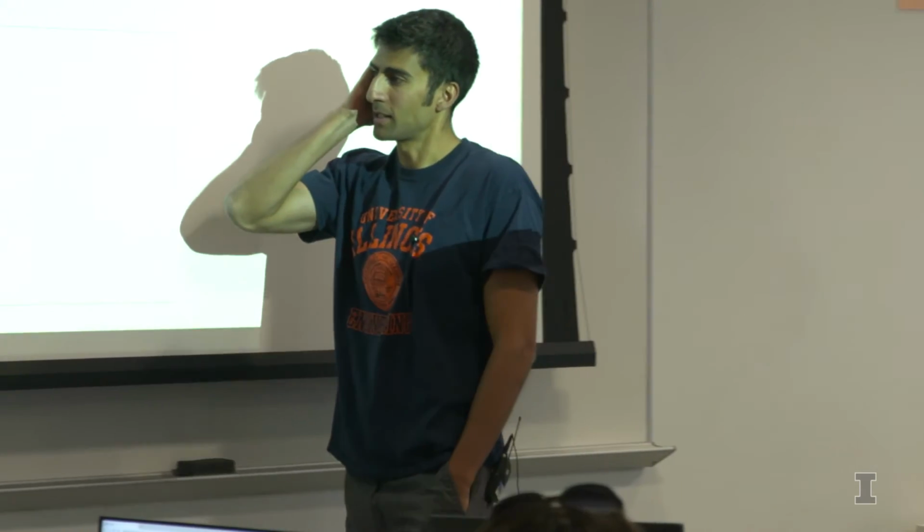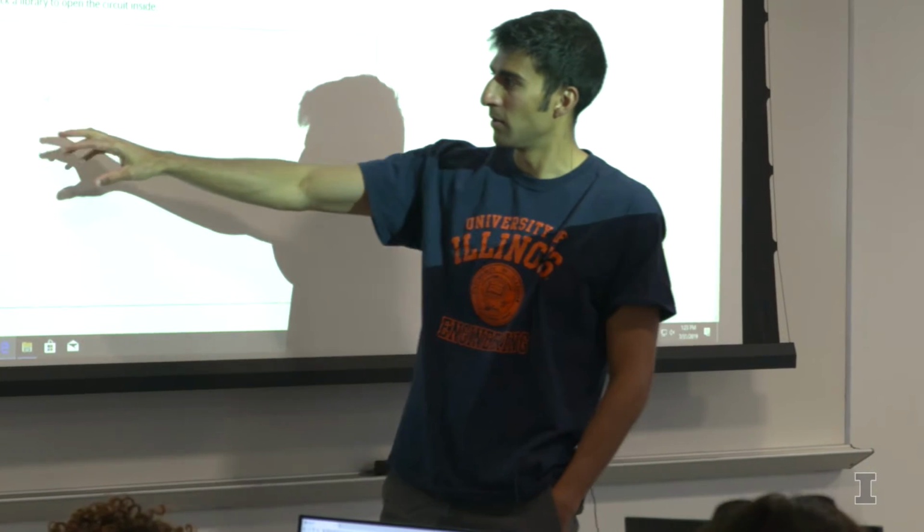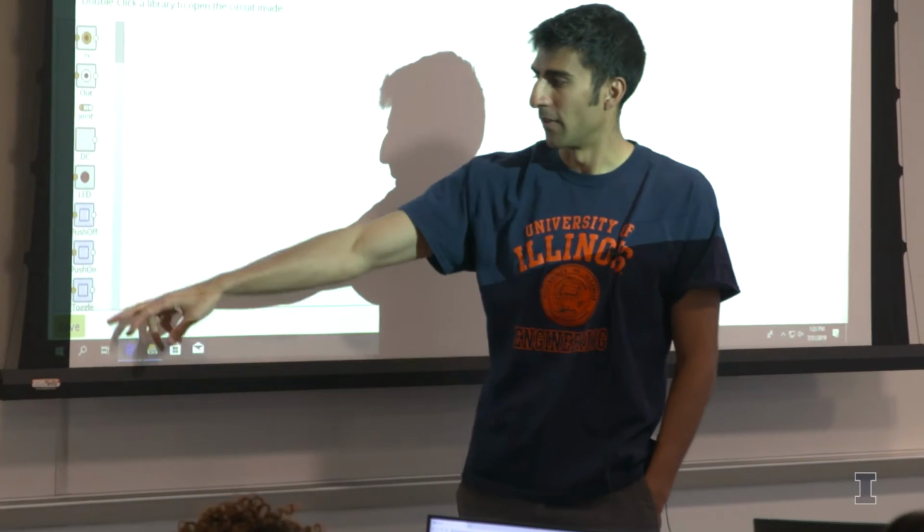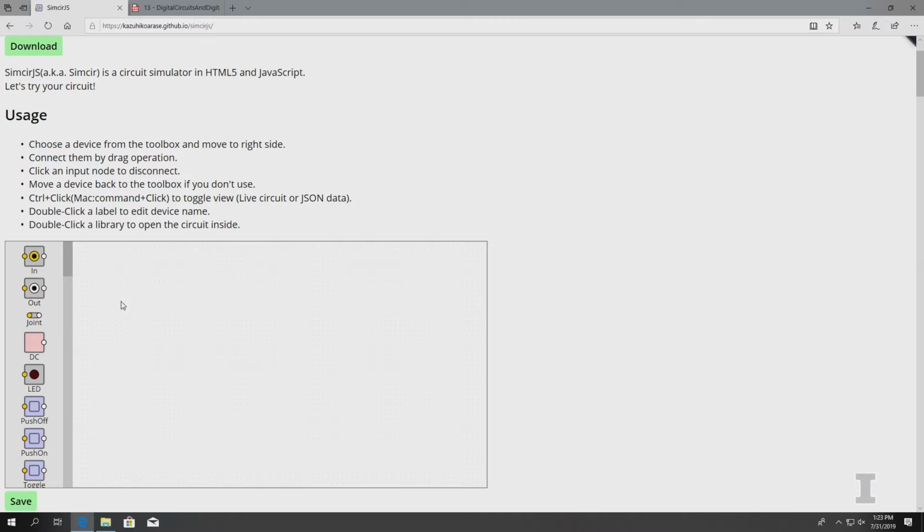Okay, now this is a simulator, which means that we can use all of these items on the left here, and these are simulating real objects that a computer designer has to work with. So you have DC here, which is your power supply. You have an LED, which is going to be the lights that we'll play with. You have some switches here, push on, push off. And you have a toggle switch.